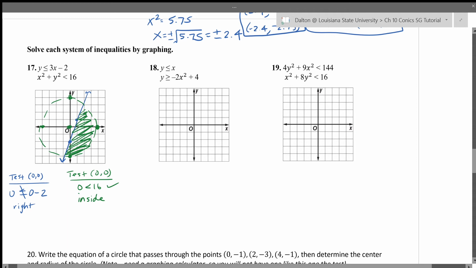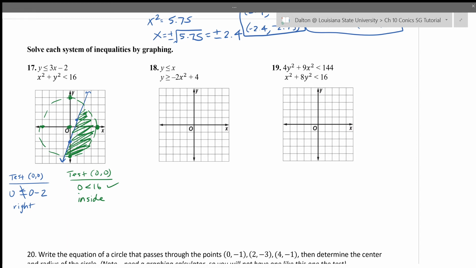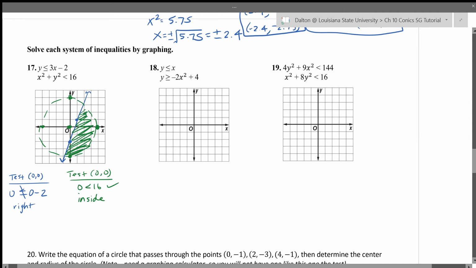Number 18, I've got y is less than or equal to x, which is also just a linear inequality. It goes to the origin and it's got a slope of 1. It is less than or equal to, so it is going to be a solid line, basically a diagonal through the graph. And we need to choose a test point. We cannot choose 0, 0 or 1, 1 for that matter, because those points are on the line. So I'm going to choose the point 1, 0.